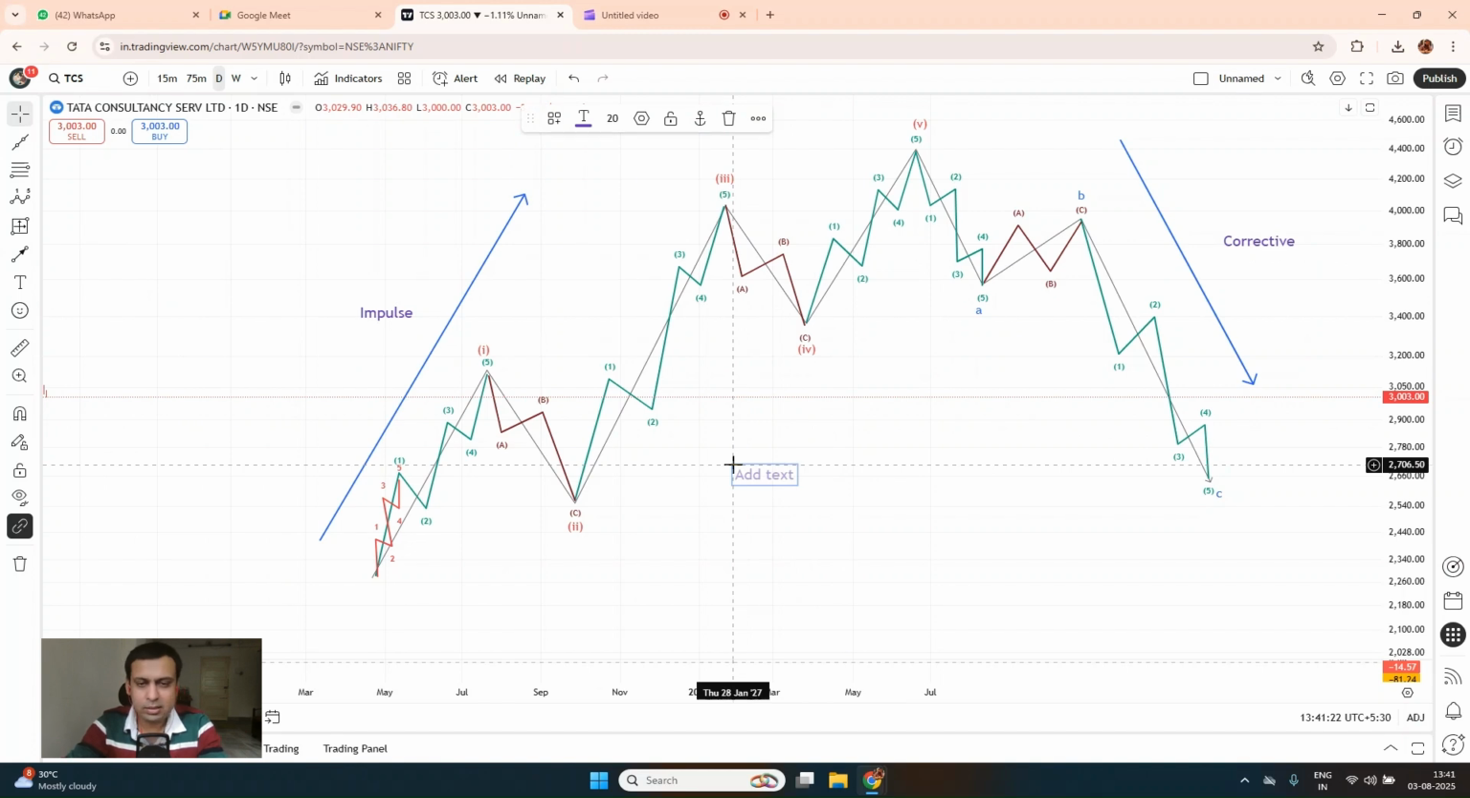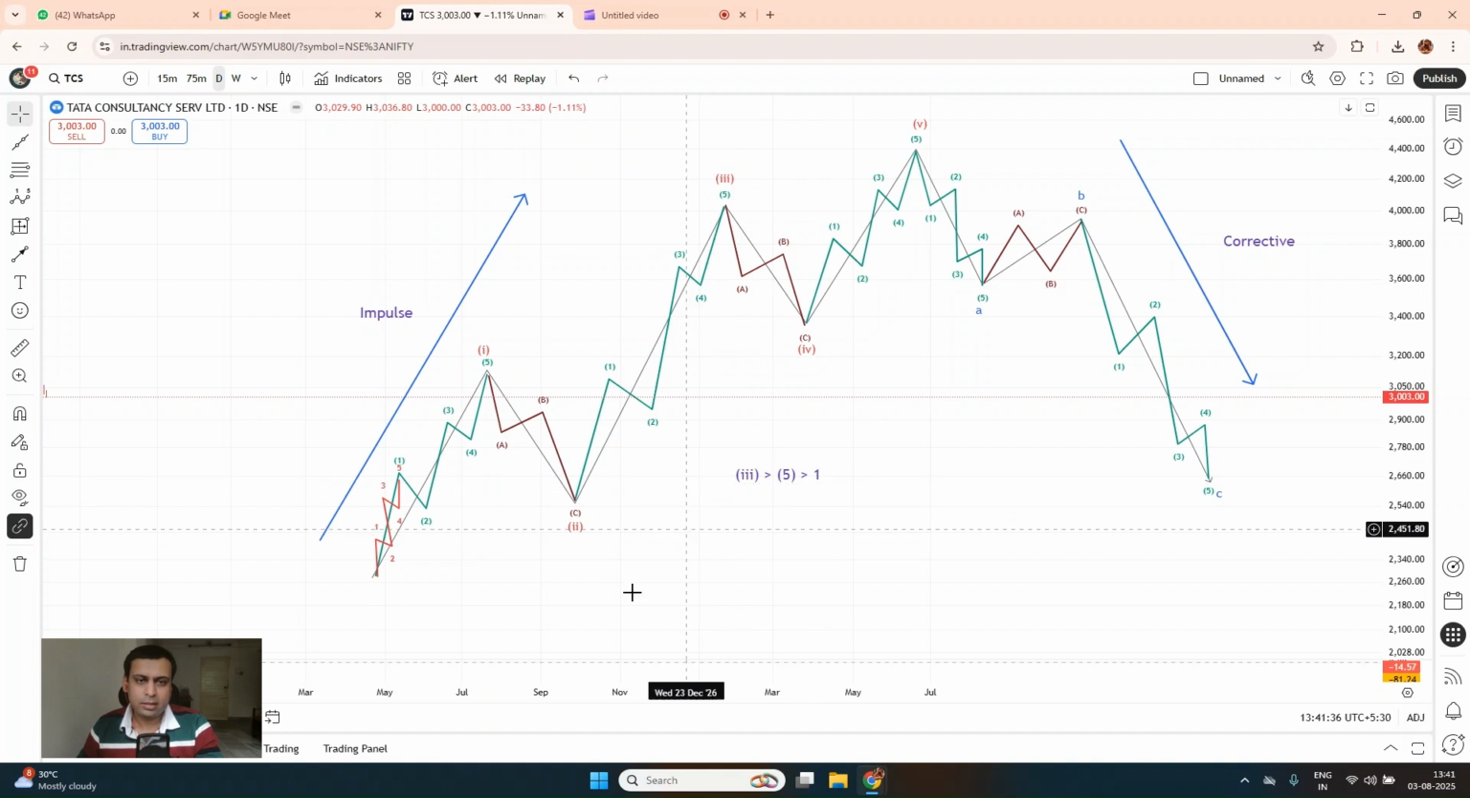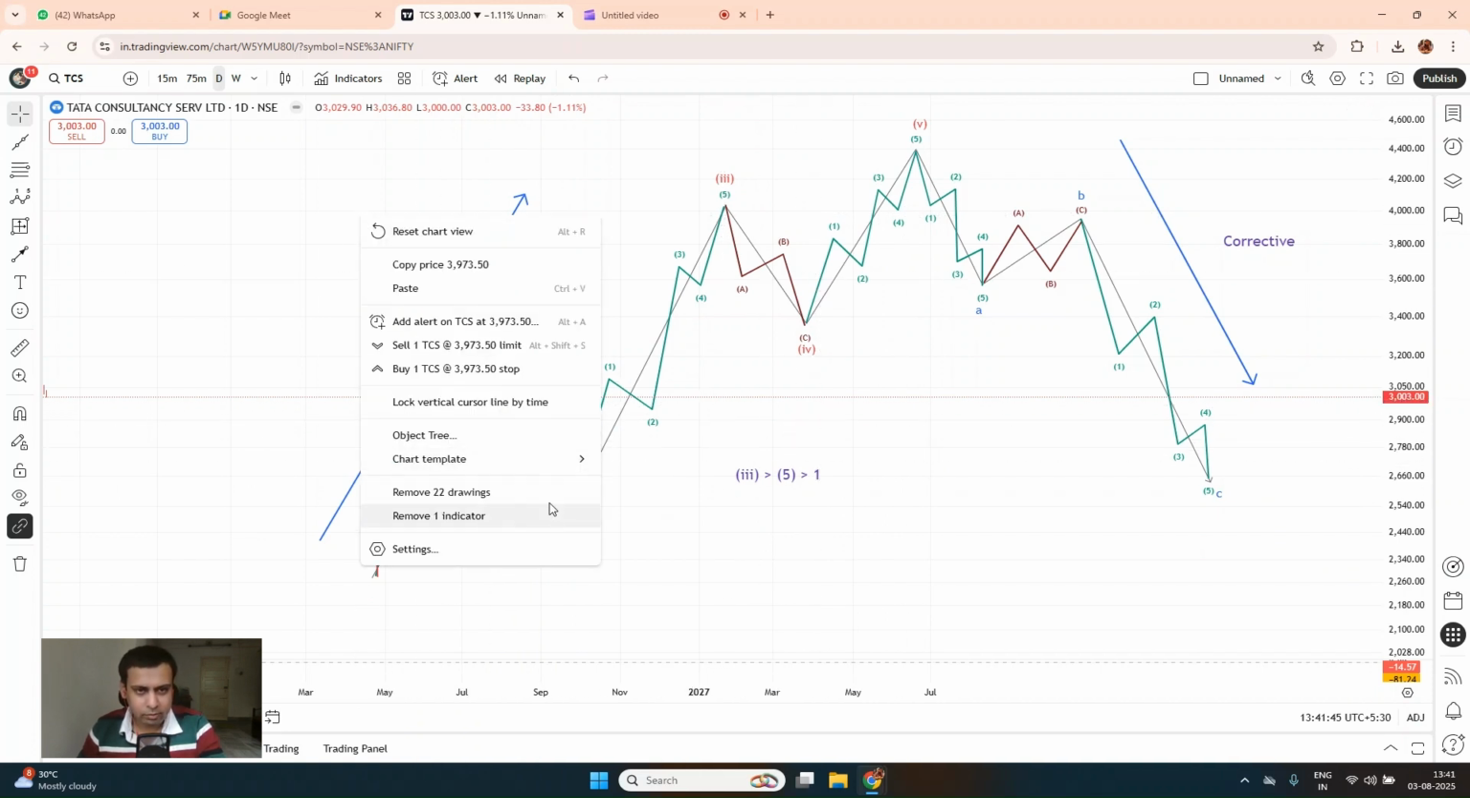So this Roman series is a bigger series compared to this number series, compared to this number series, which is 1, 2, 3, 4, 5. So this is how the wave within a wave structure works. Now let's look at impulse separately. I'll remove all this for a while, right?